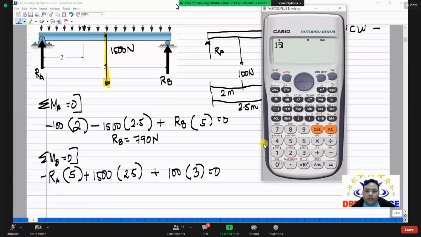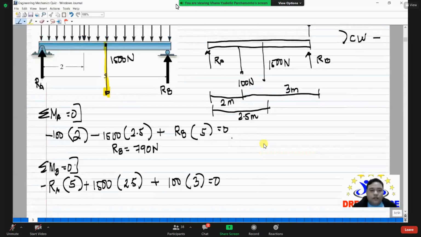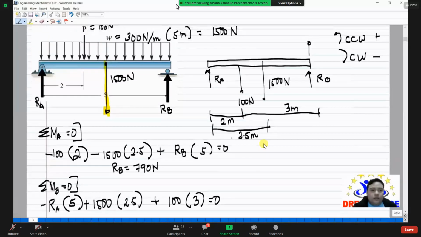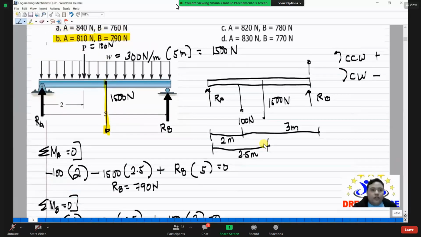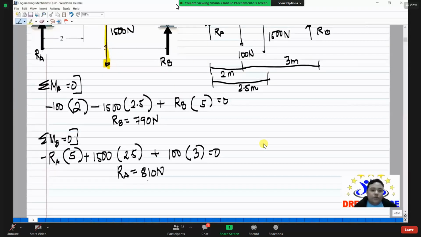So verify lang natin: 1,500 times 2.5 plus 100 times 3, divided by 5. So that is 810, yung reaction ni A. So tama naman. So this is letter B.